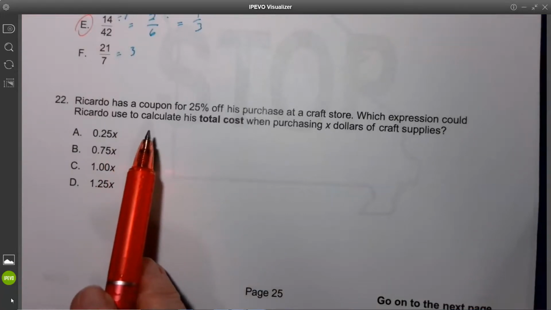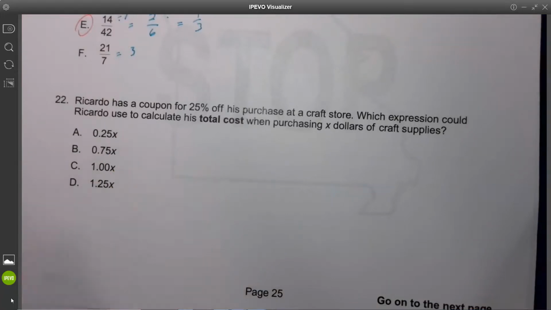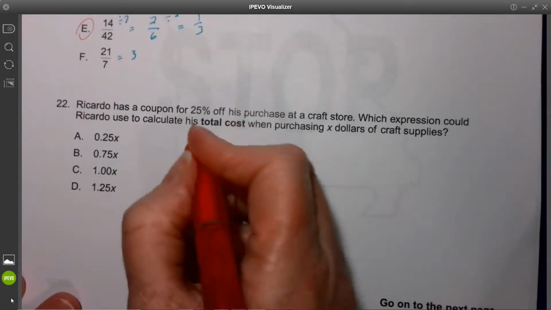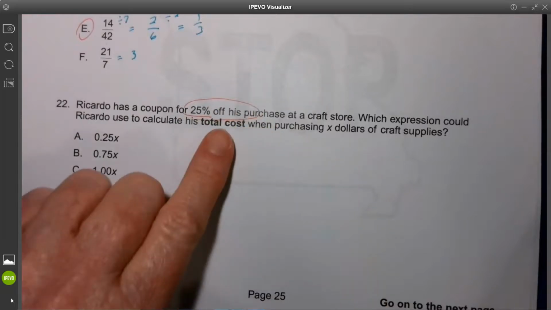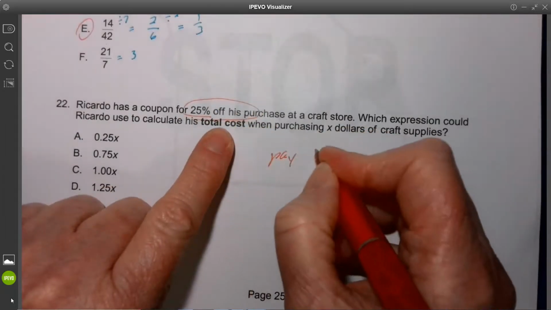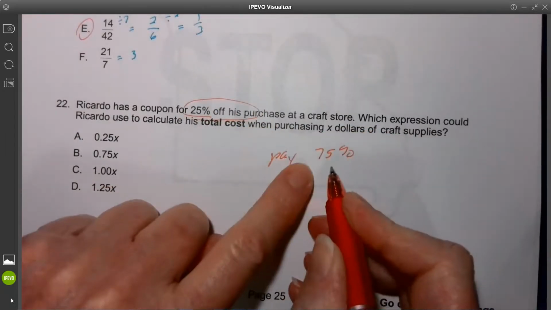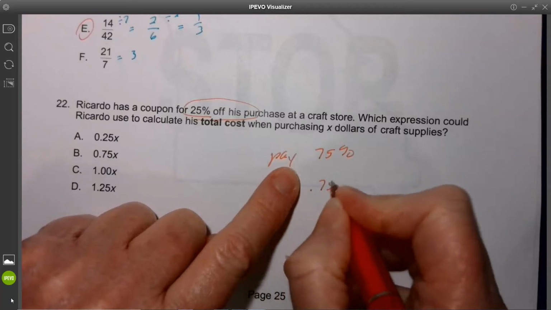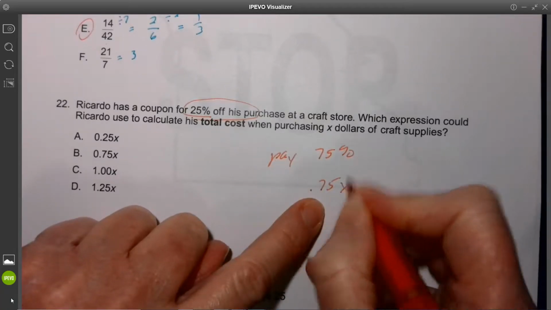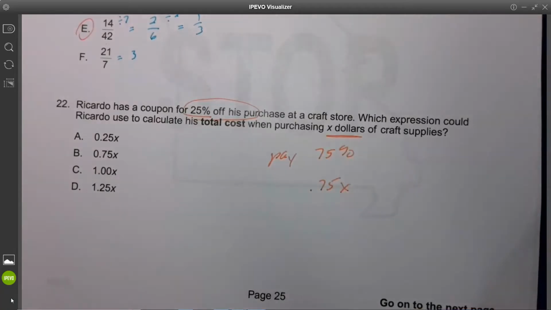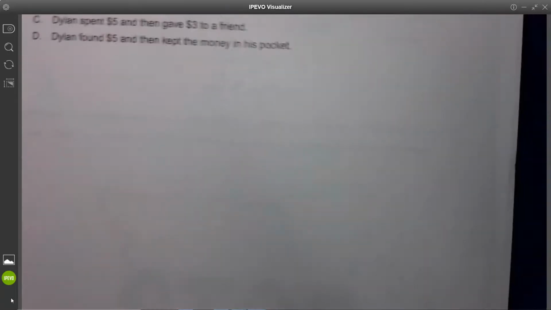Read it. Pause it. Ready? Go. So 25% off. When I have 25% off, that means that I'm going to pay 75%. Remember, when I'm dealing in decimals, it's going to be 0.75, and I'm going to take that times the amount of X. Ta-da! B.